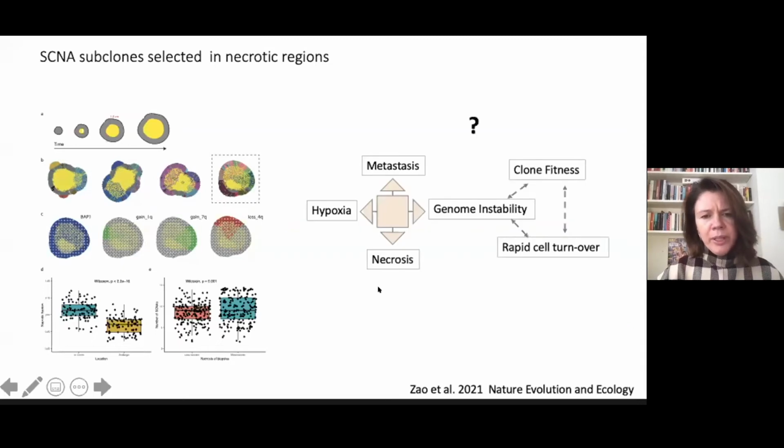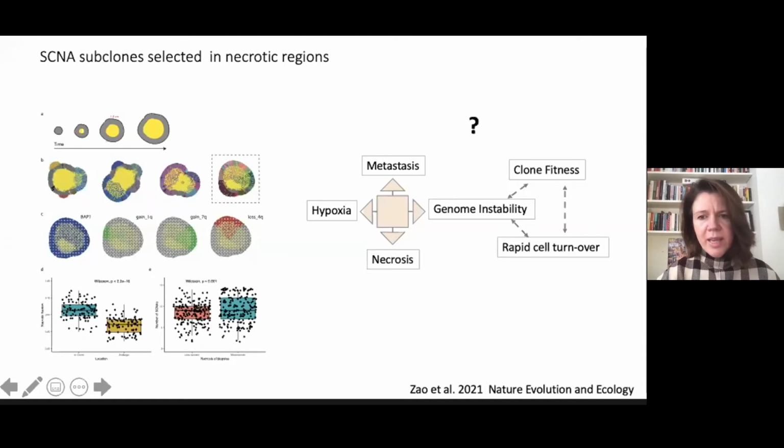So putting all this together, it seems that there is a model of accelerated evolution in the tumor interior, where perhaps harsh hypoxic environmental conditions lead to necrosis, and then there is a greater opportunity for driving genome instability and therefore fixing these clones that have high levels of copy number aberrations, which then afford metastatic competence. But these cause and effect relationships are really inferred at this stage, and we're currently investigating them functionally.